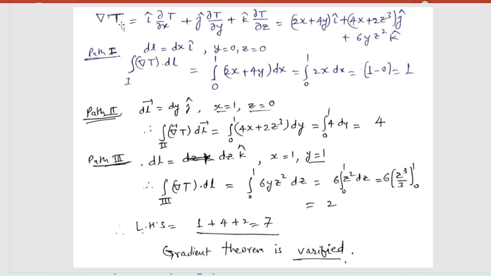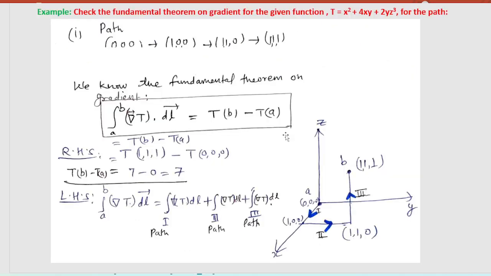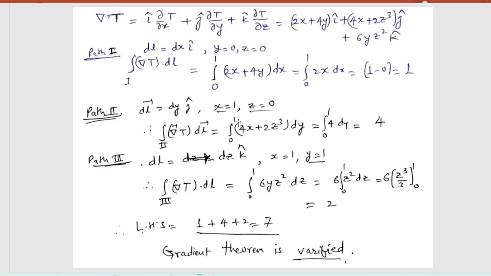So del T is fixed for this left hand side. So for path 1, del T dot dl. Path 1 means the dl vector is only increasing in the x direction, dx i cap, and dy and dz have no change, so the dl vector is only dx i cap, and for that we can put y equal to 0 and z equal to 0.